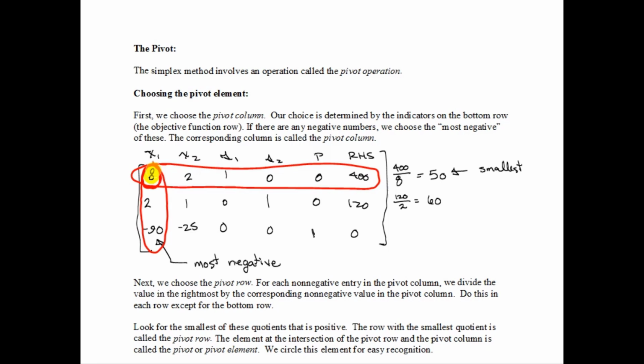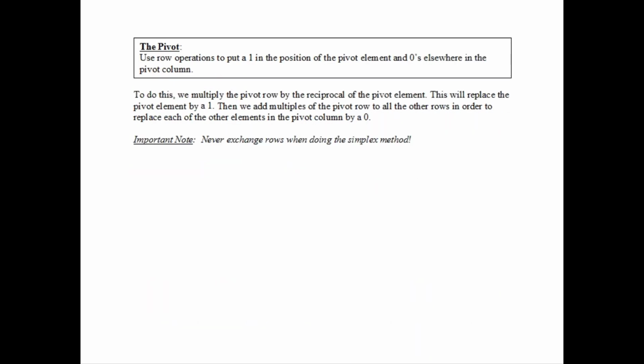What we want to do next is do a pivot operation on that element. Here's what we mean by the pivot operation. Using row operations, we're going to put a 1 in the position of that pivot element, and zeros everywhere else in the pivot column. And we're going to do this in a very standard way. Here's my matrix again.